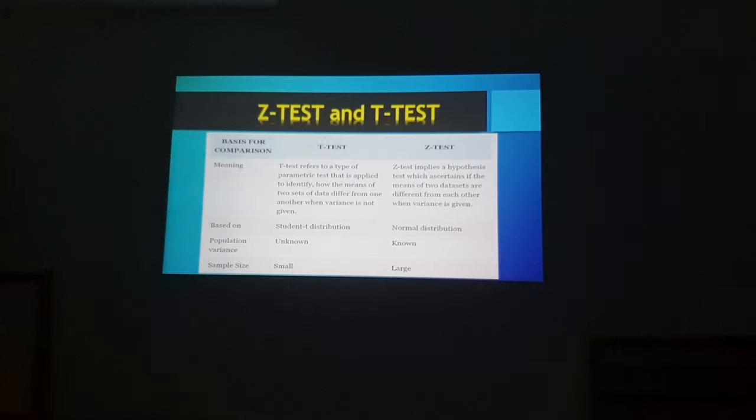The t-test can be understood as a statistical test used to compare and analyze whether the means of two populations are different from one another or not when the standard deviation is not known. As against this, the z-test is a parametric test, which is applied when the standard deviation is known, to determine if the means of the two data sets differ from each other. The t-test is based on Student's t-distribution. On the contrary, the z-test relies on the assumption that the distribution of sample means is normal.